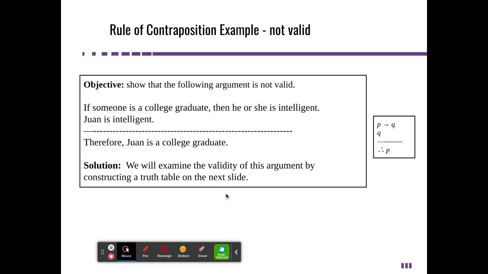Oh, here's an example when it's not valid. If someone is a college student, then he or she is intelligent. So right there, we kind of got the breakdown. Juan is intelligent, therefore Juan is a college graduate. We will examine the validity of this argument by constructing a truth table. So let's take a look.